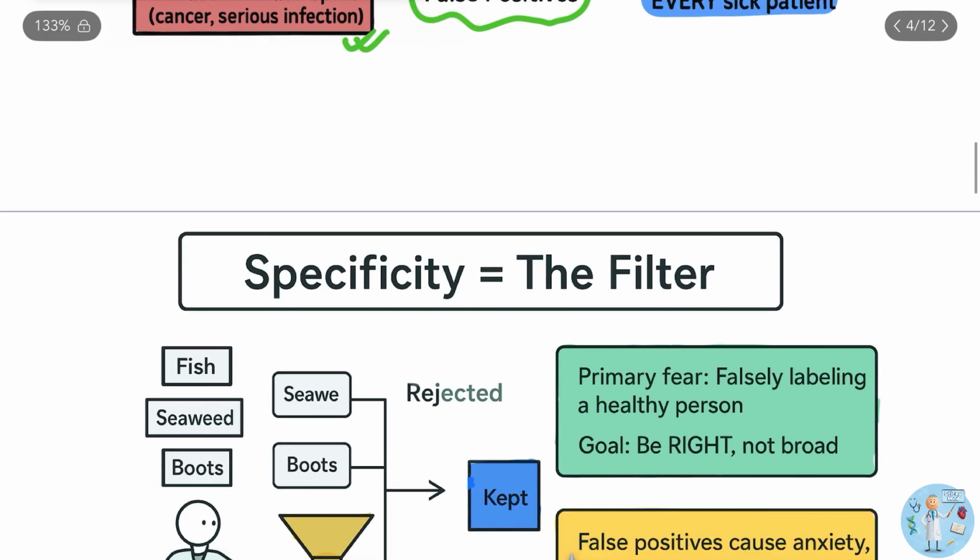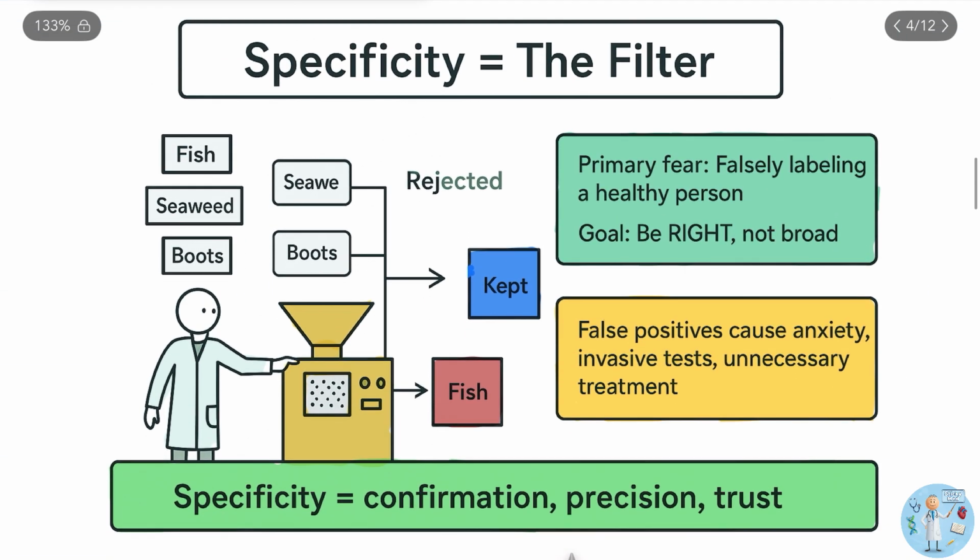Okay, so that's the net. Now let's flip it. What about specificity? Specificity is the filter. A completely different job. Totally different. The filter isn't worried about catching everything. It's worried about being right. It wants to identify only the real fish. So it's like a high-tech scanner that looks at everything the net pulled in. Exactly. It looks at the whole catch and says, that's a boot, throw it back. That's seaweed, throw it back. This is a fish, keep it.